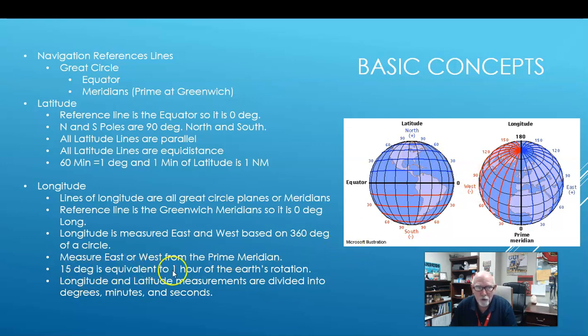15 degrees is equal to 1 hour, and that makes sense because it's 24 hours and 360 degrees. If you do the math and reduce it, then 15 will be 1 hour. 15 degrees is 1 hour. So longitude and latitude measurements are divided into degrees. The degrees are divided into 60 minutes, and the minutes are divided into 60 seconds.